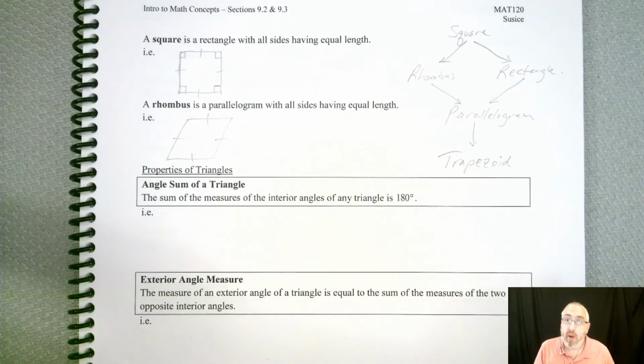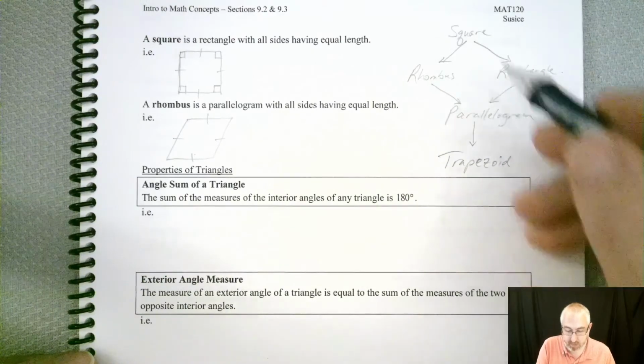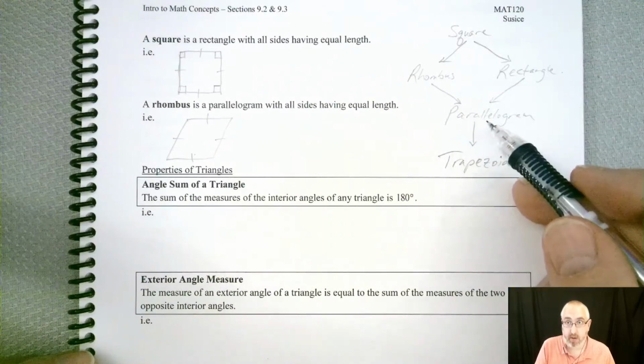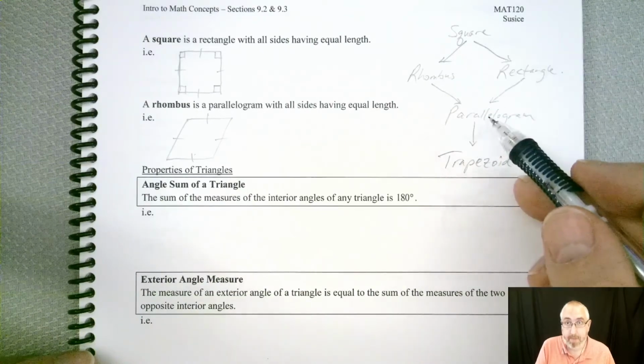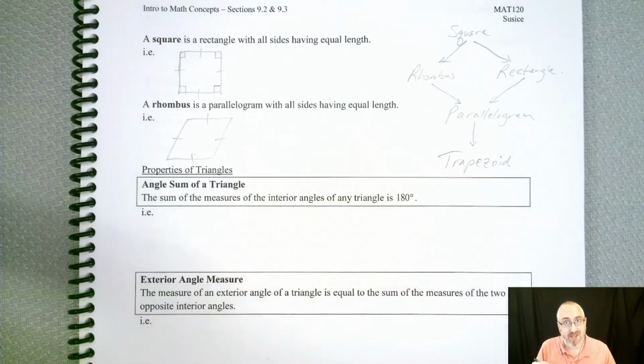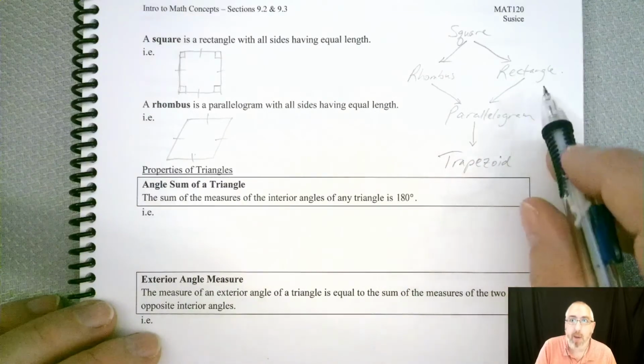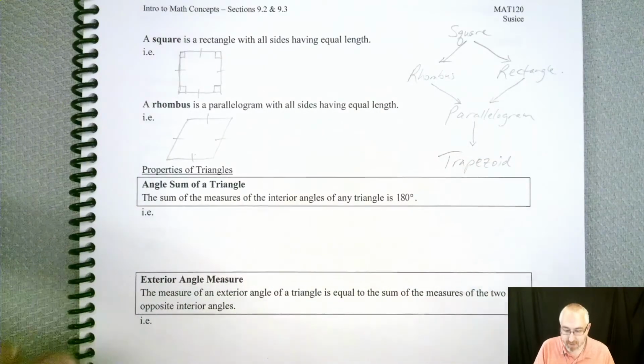So, if you were asked the question, is a square a parallelogram? The answer would be yes, because it flows down. So the square flows down through the rectangle down to the parallelogram, so a square is a parallelogram. But if I reverse that question and said, is a parallelogram a square? The answer is no, because you can't go uphill. You can't go upriver, so to speak. And you could do all kinds of questions like that.